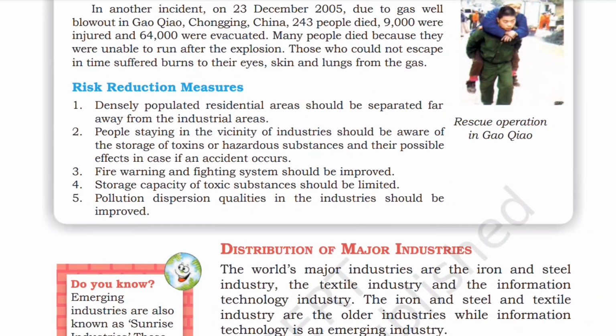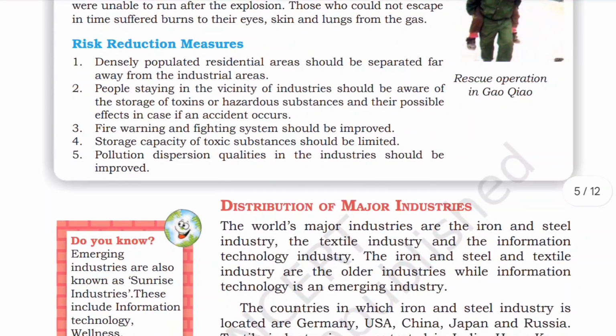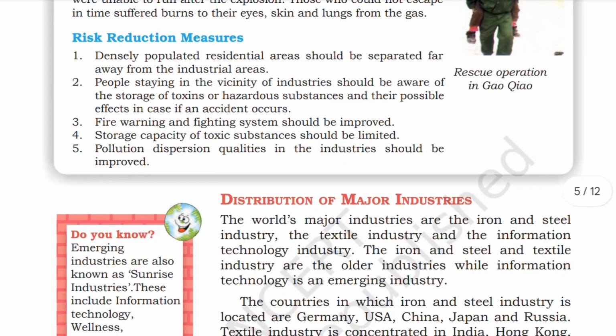Risk reduction measures. Densely populated residential areas should be located far away from the industrial area. People staying in the vicinity of industries should be aware of the storage of toxins or hazardous substances and their possible effects if an accident occurs. Fire warning and fighting systems should be improved. Storage capacity of toxic substances should be limited. Pollution dispersion quality in the industry should be improved.